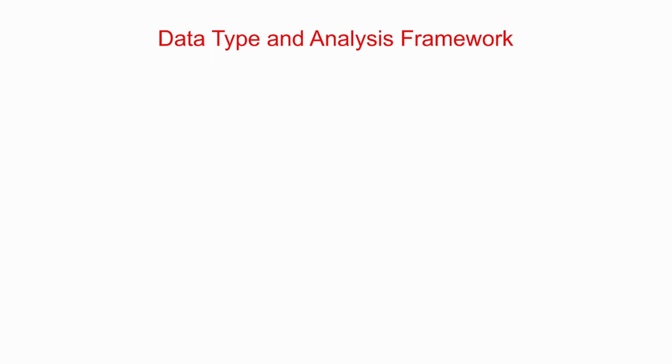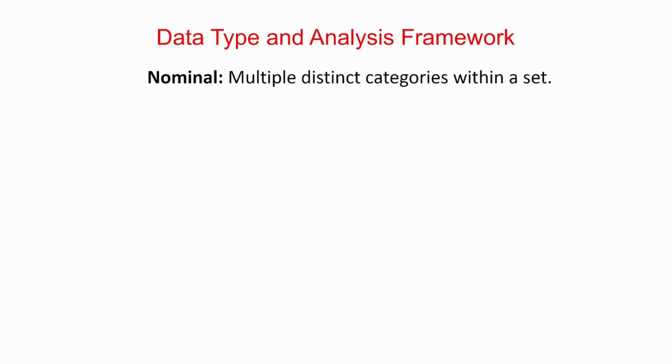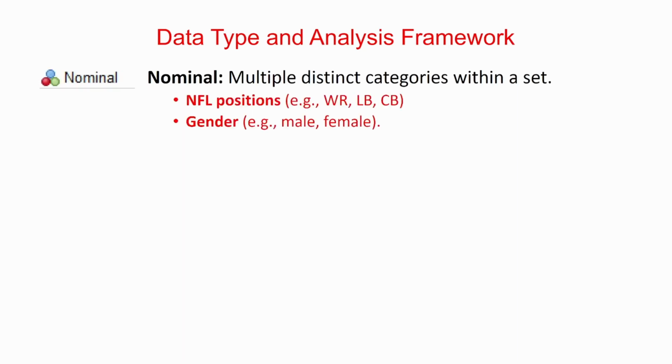Before doing that, I would like to explain 3 data types in SPSS. The first is called nominal. Nominal means that there are different categories within a set. For instance, thinking about the NFL, there are different positions within the NFL. So these positions can be considered as different categories within a set. And also different genders, male versus female, within the variable called gender.